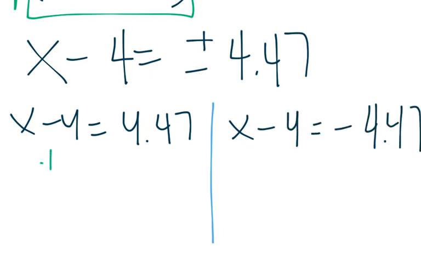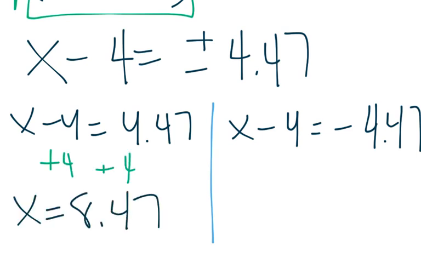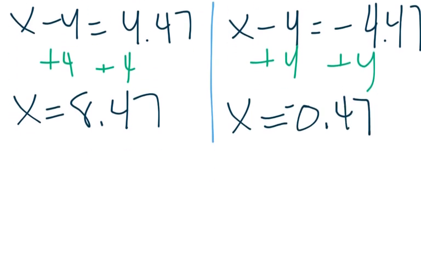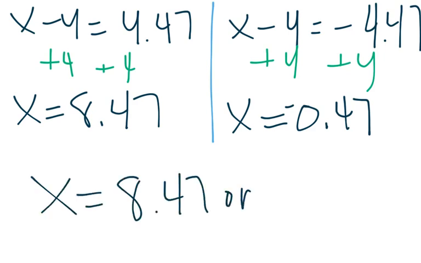So we're going to add 4 to both sides. So x equals 8.47, or x equals, let's see, negative 4.47 plus 4 is negative 0.47. And these are our final answers. x equals 8.47, or negative 0.47.